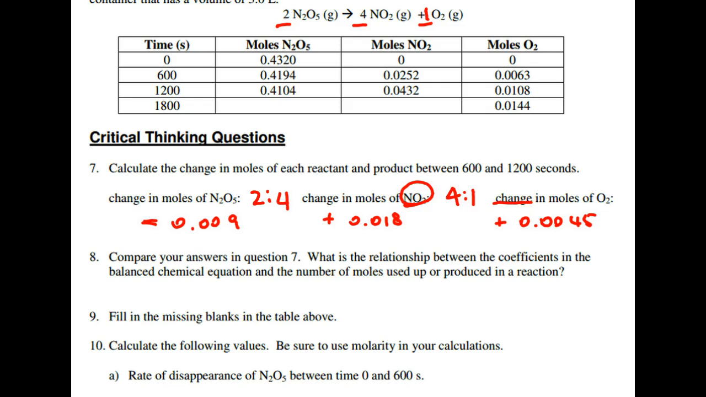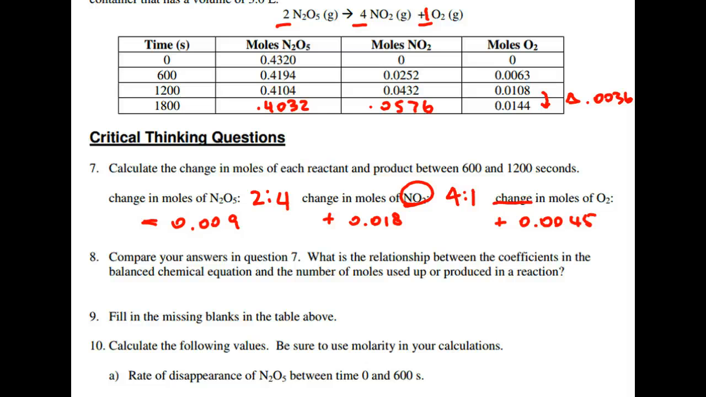And based off of this, we should be able to fill in the missing blanks above. In order to fill those 2 missing blanks, what we have to remember is that we're looking for the change in, not just the moles. So the ratio is the change between this and this. So the change here is actually 0.0036.